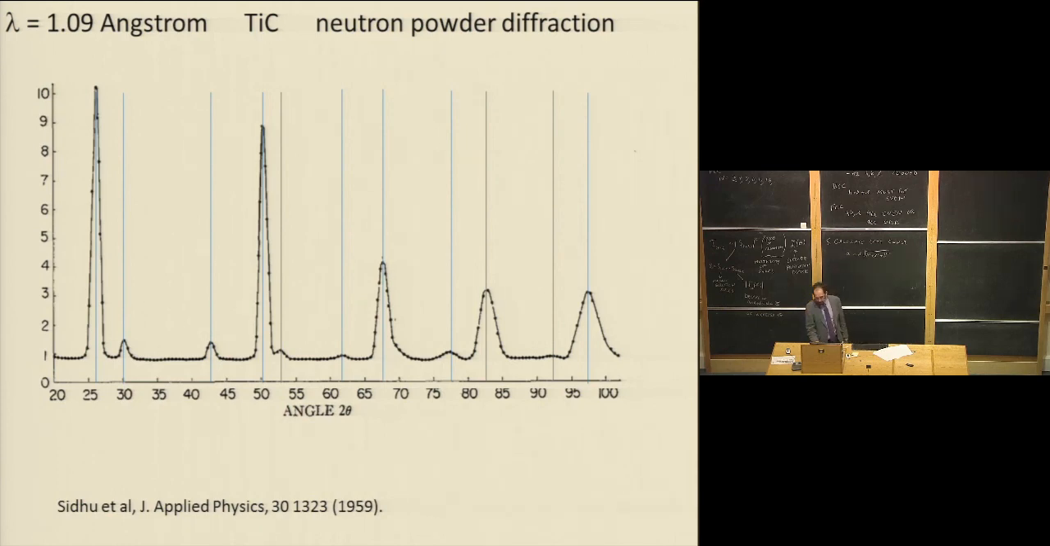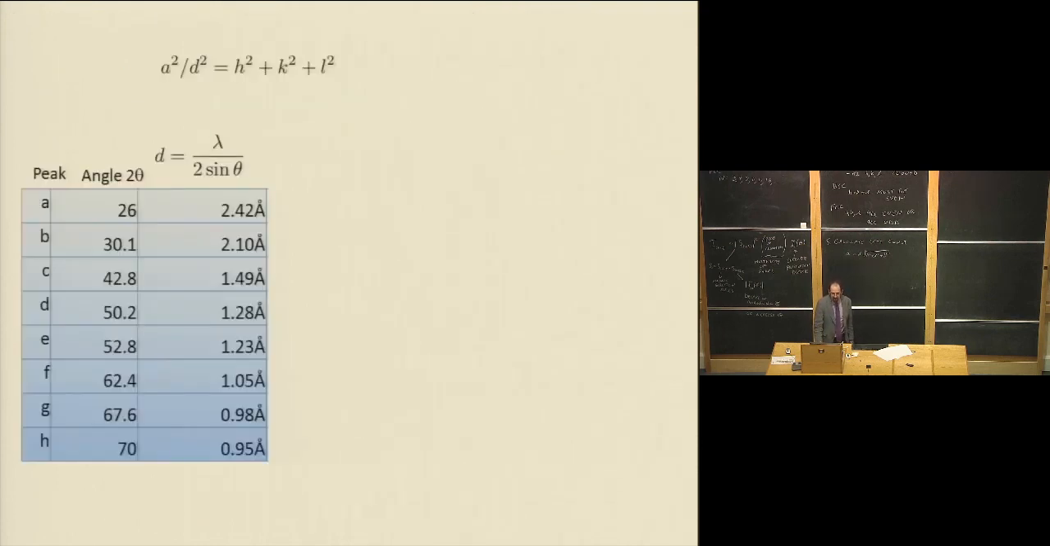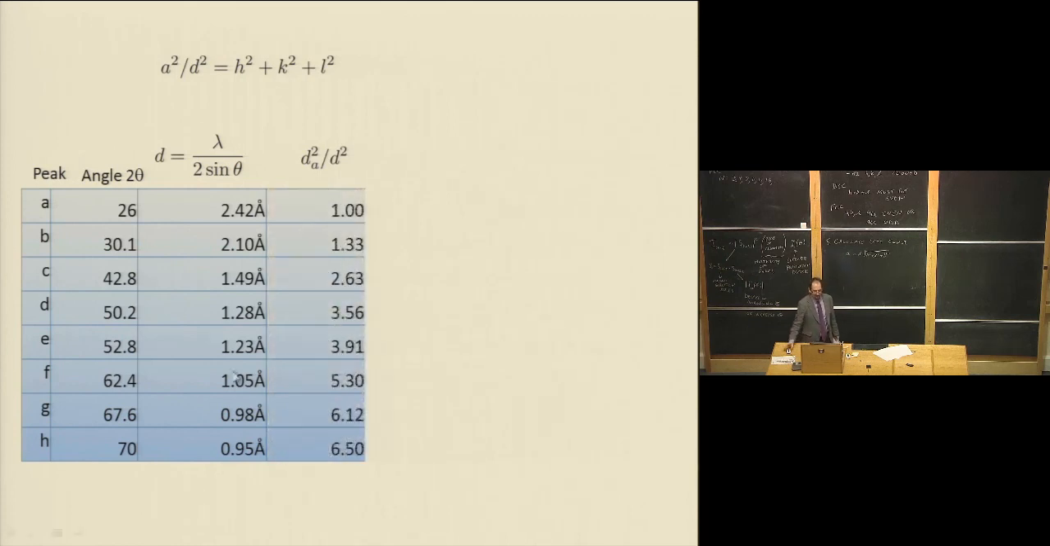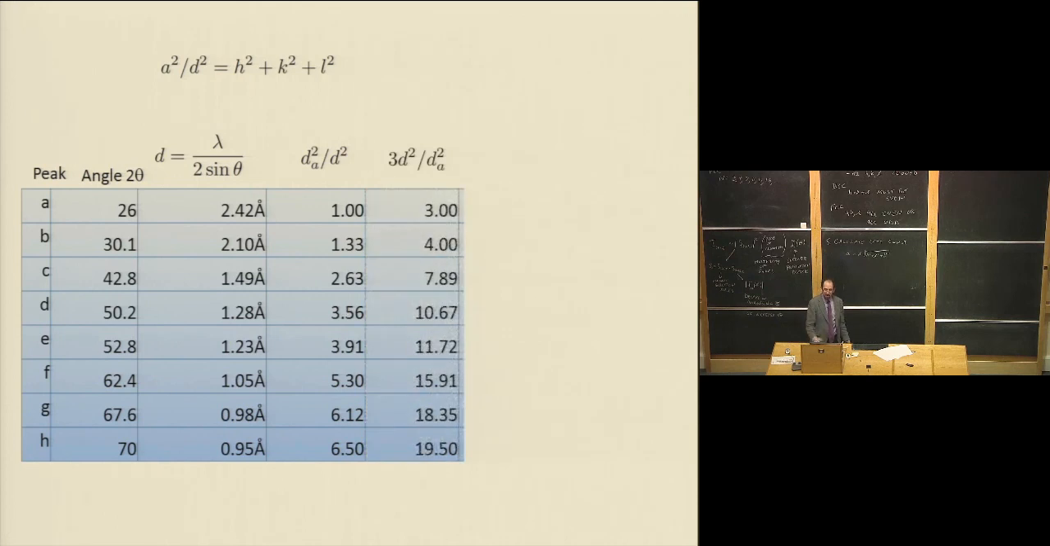Okay, but if you wanted to go through the whole story, we can go through the whole story carefully: measure the angles, calculate the lattice plane spacings, take the ratios of the 1 over the square of the lattice plane spacings. You get 1, 1.3, 2.6. We multiply these by 3. We realize these are integer ratios, 3, 4, pretty close to 8, pretty close to 11.